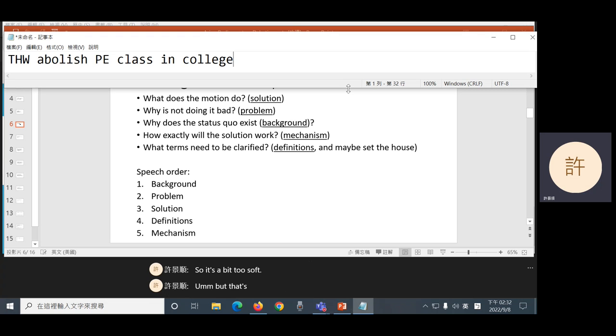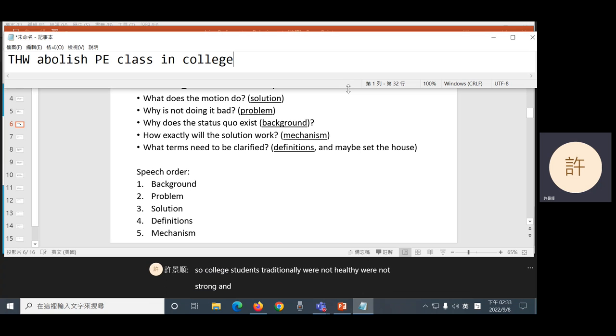But that's fine because this motion was created to go against your intuition. I chose a motion that you probably don't agree with to help you practice thinking from a different point of view. So, if I were to give a PM speech, I would say something like this. I agree. So the reason that colleges have PE class is because traditionally college has been hard to get into. And so students have to study very hard to get into college. And once they get into college, they keep on studying hard. So college students traditionally were not healthy, were not strong.